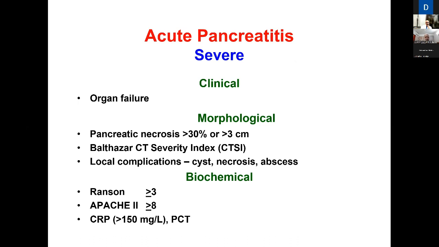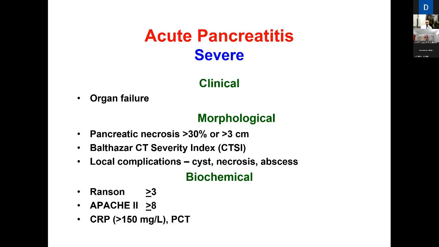There are some single parameters like CRP and procalcitonin, and there are several complicated scores like Ranson and APACHE, which are used, but they are not very practical for day-to-day use, especially the Ranson and APACHE.